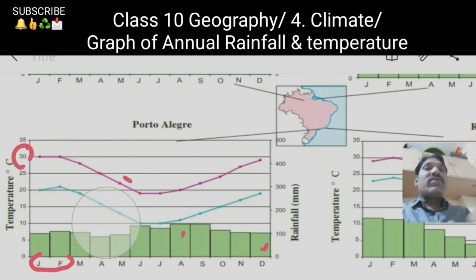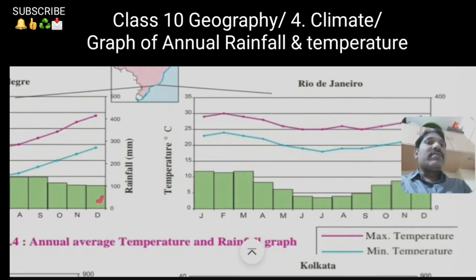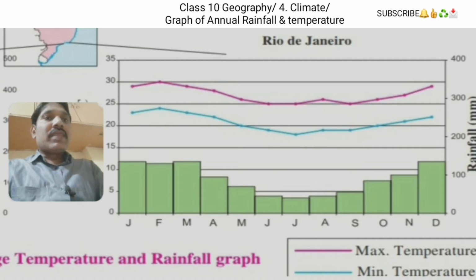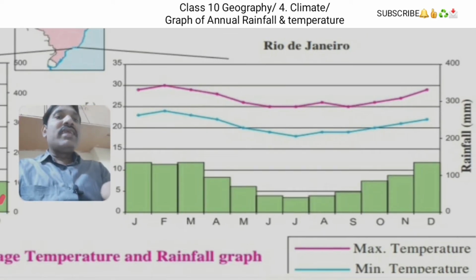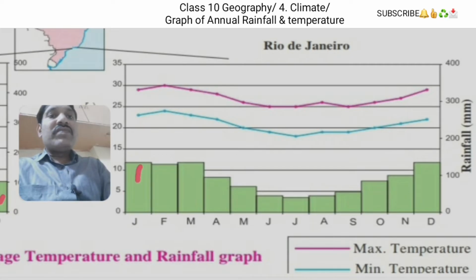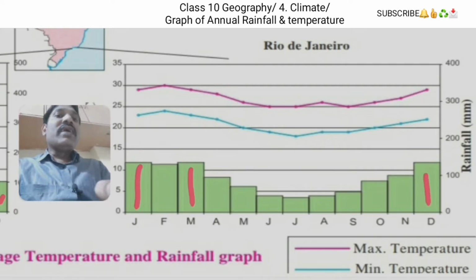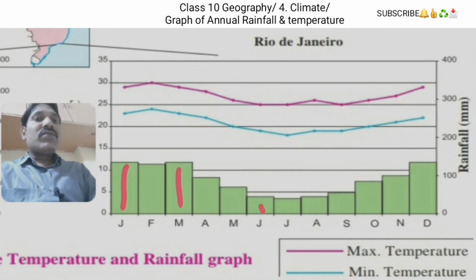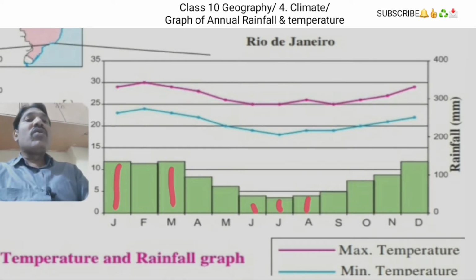Now let's try to understand the next city, that is Rio de Janeiro. Okay, students, here in Rio de Janeiro, again we can see the maximum rainfall in the month of January, then March and then in December. In these 3 months we can see that rainfall is high. And in the month of June, July, August we can see the minimum rainfall, that is below 100 millimeter we can say. Okay, students, have you understood?